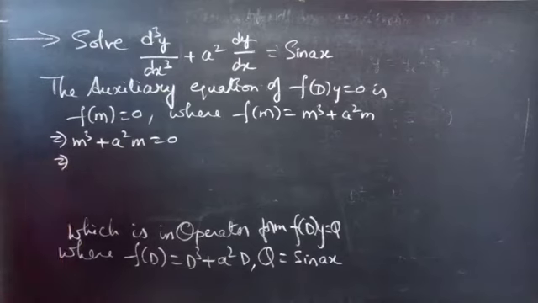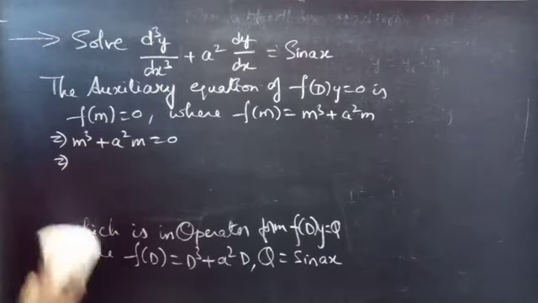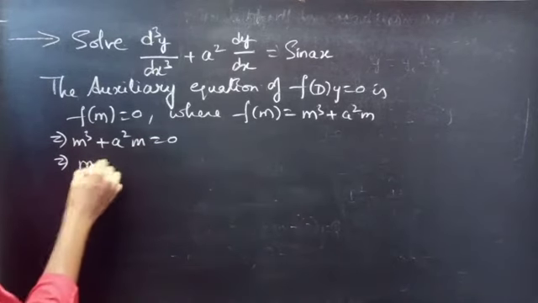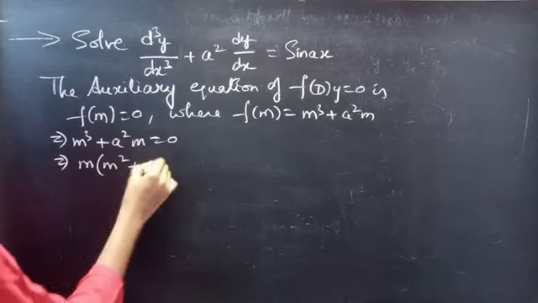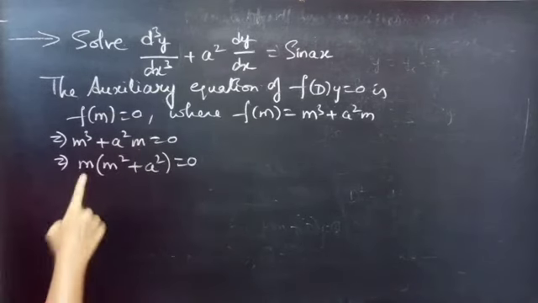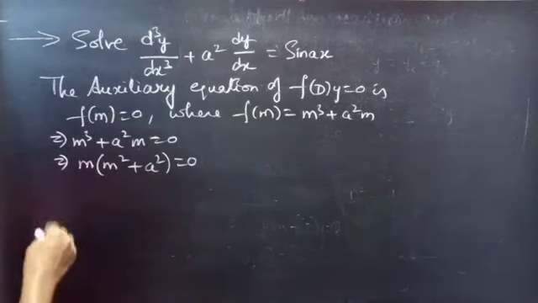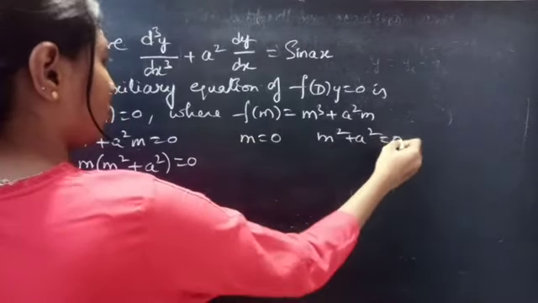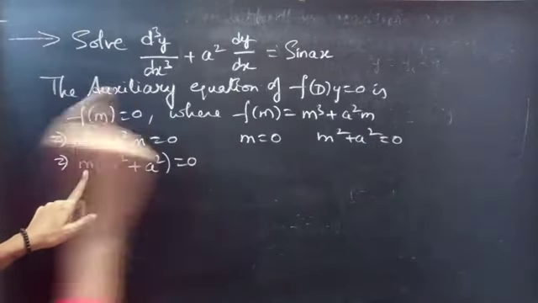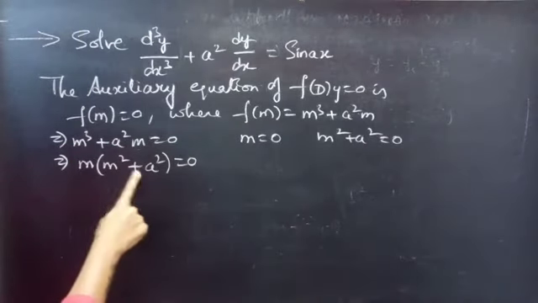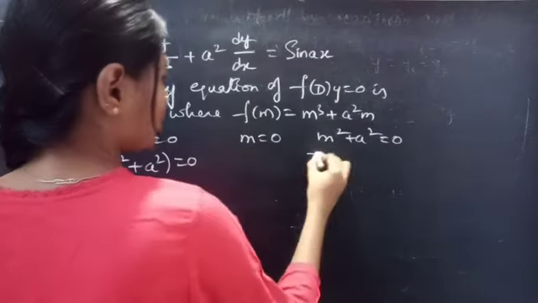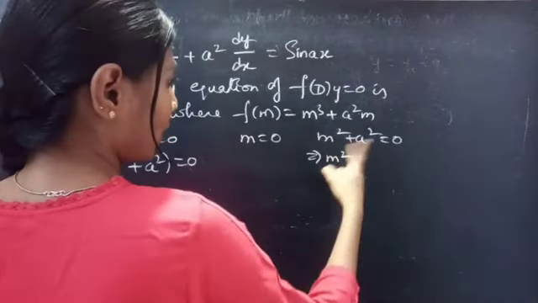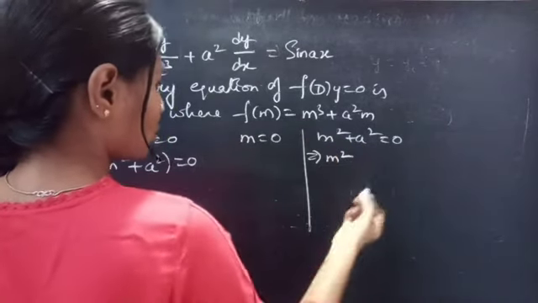Now we need to find roots to the auxiliary equation. Take m common from the two terms, we'll get m times m square plus a square equals to 0. You can equate each factor to 0, okay? From m equals to 0, we'll get one root, which is 0. And from m square plus a square equals to 0, we'll get two roots. We can find roots using two ways, okay? From this m square plus a square equals to 0.